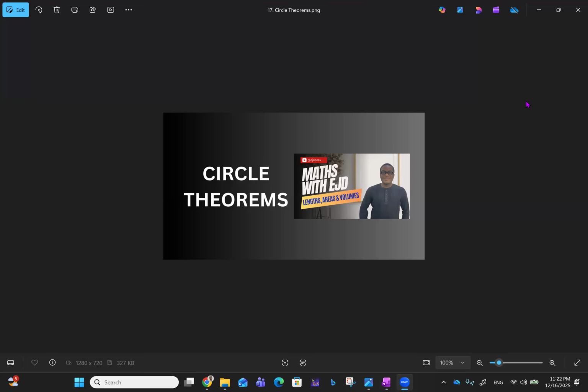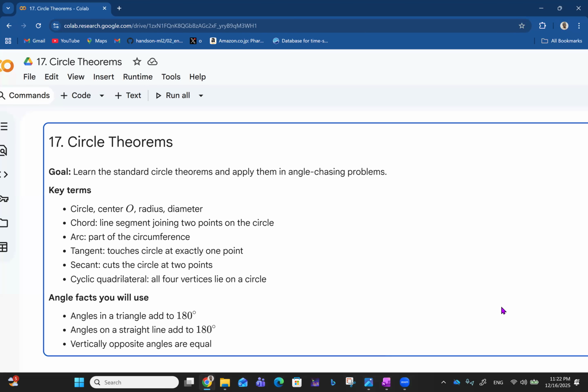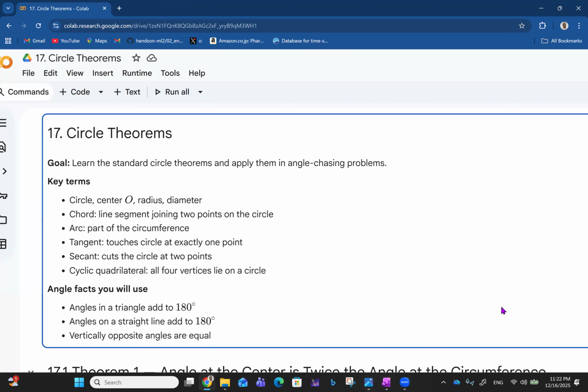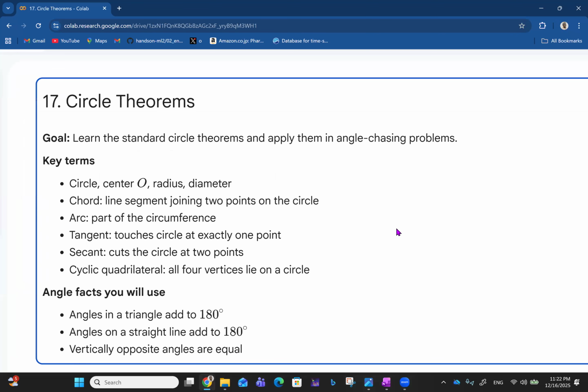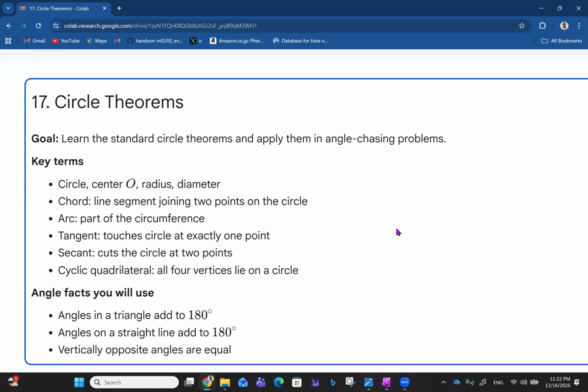We advanced talking about length, areas, and volumes by considering circle theorems. I deem it fit to consider this, having talked about circles previously, and of course, even solid shapes built on circles like cylinders, spheres, cones, and all of that. So let's see what circle theorem is about. The goal is to learn the standard circle theorems and apply them in angle chasing problems.